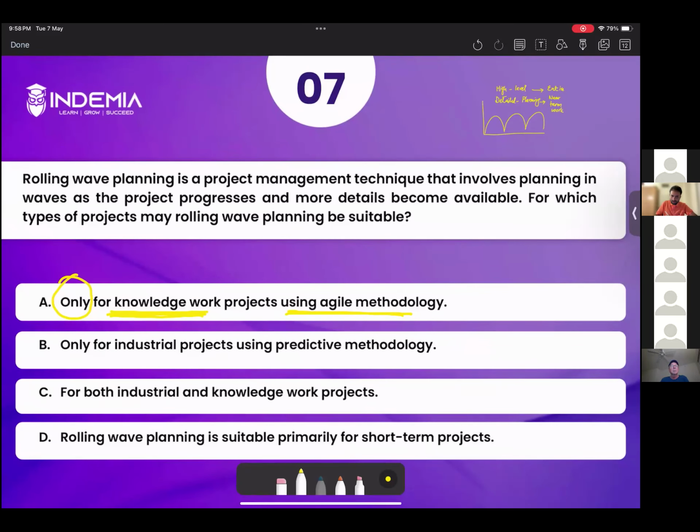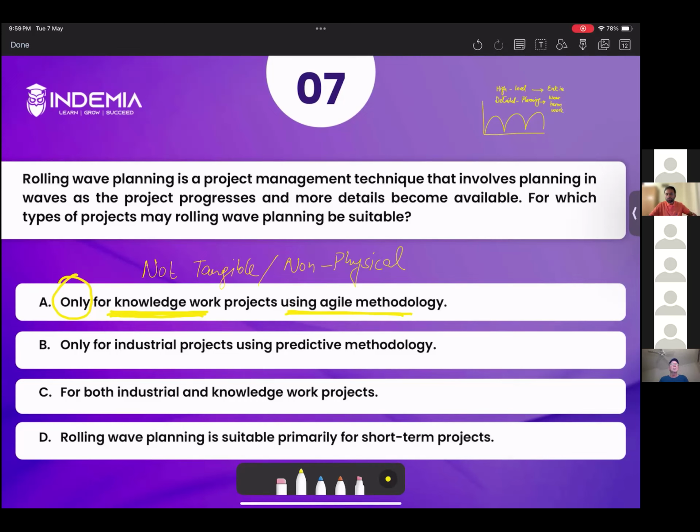Knowledge work is something that is not tangible, something non-physical. For example, software development, IT, research work, that is knowledge work. The other one is industrial work, which is tangible, physical, like construction, industrial work, or production. So it's not only for knowledge work. You can use rolling wave planning for industrial work as well. For example, you're working on a highway project which is 10 years long.